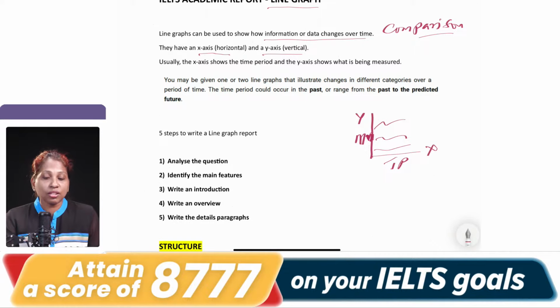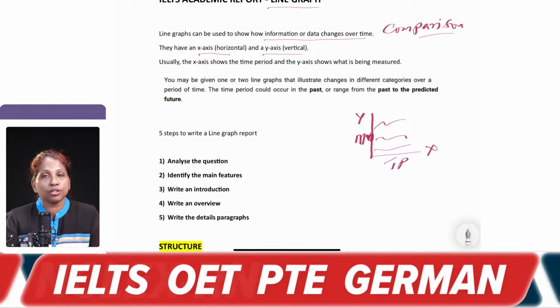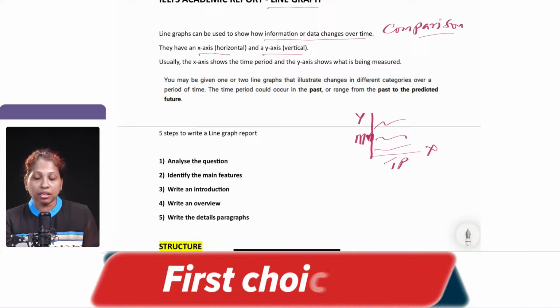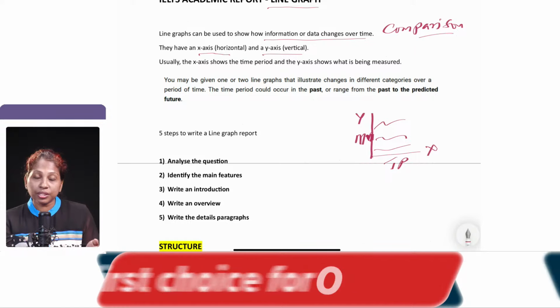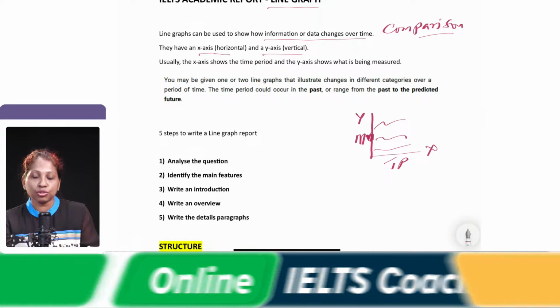So you may be given 1 or 2 line graphs that illustrate changes in different categories over a period of time. This time period mainly can be in the past, and sometimes it can be a prediction for the future, something which is going to happen in the future.